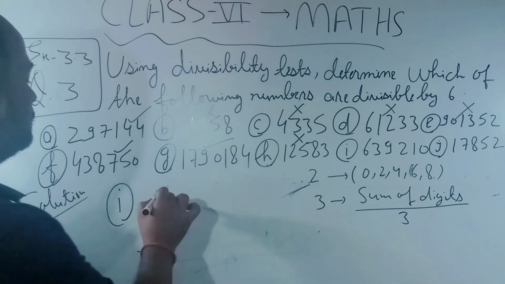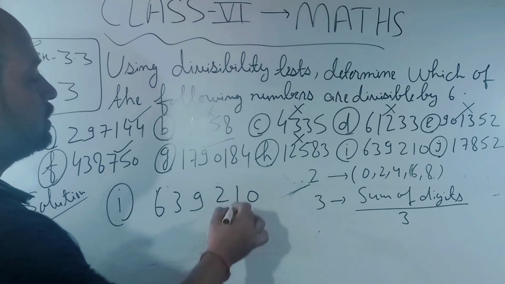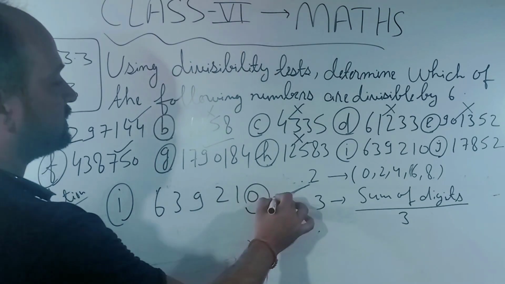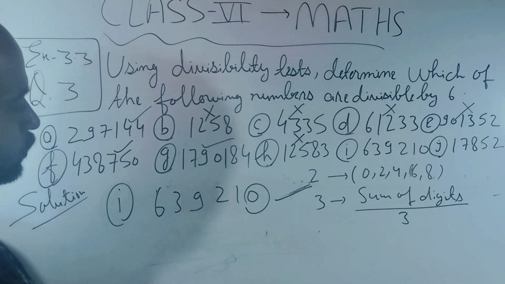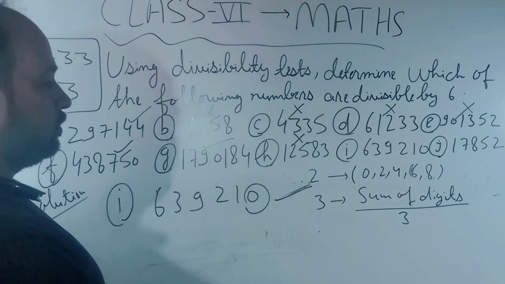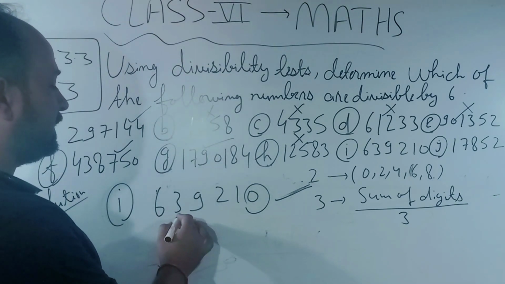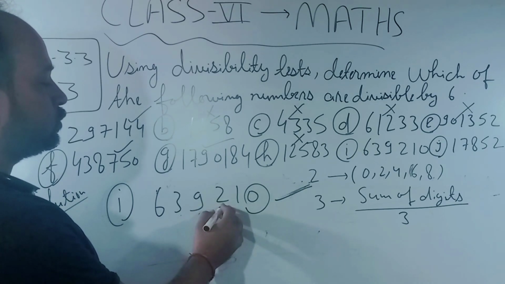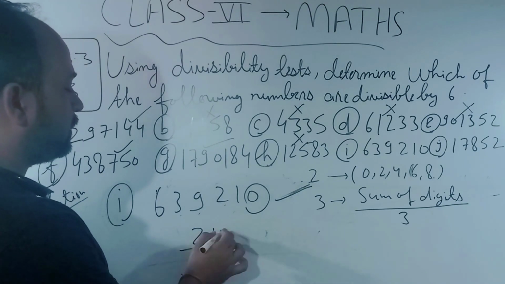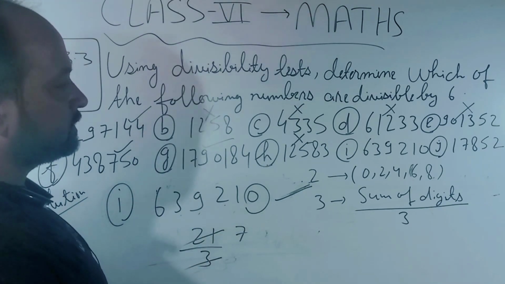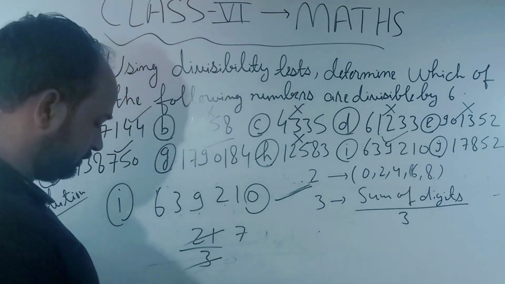I, 639210. Okay, so 0 is coming at the ones place. We can easily say this number will be divisible by 2. Now we will check for 3, so we will add all the digits. 6 plus 3 is 9, 9 plus 9 is 18, 18 plus 2 is 20, 20 plus 1 is 21, and 21 can be divided by 3 easily. Okay, so we will say this number will also be divisible by 6.